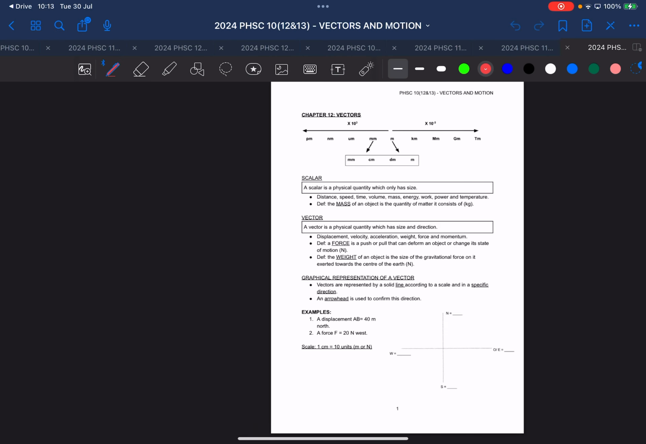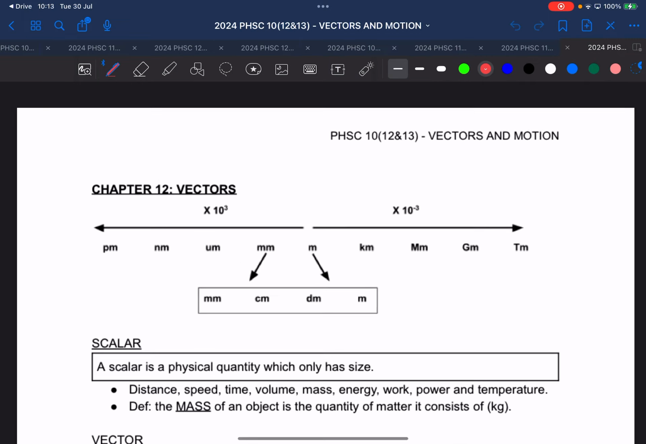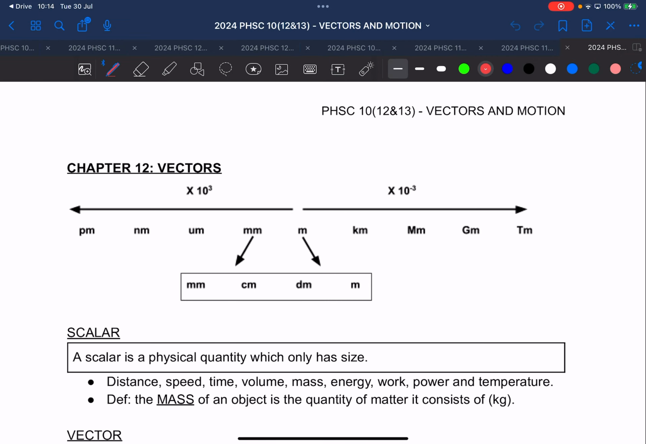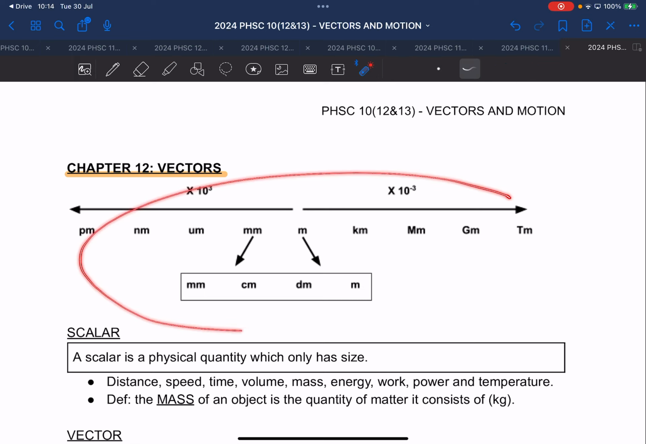The next chapter is called vectors, and then it goes on into motion. Vectors and motion. Now, you remember from the beginning of the year, we did this conversion. Let's quickly go over them again. Let's start here in the middle.